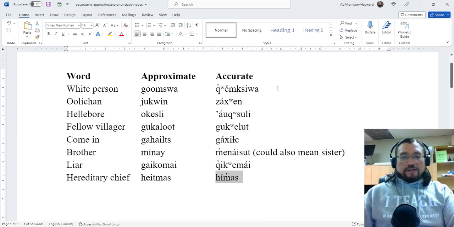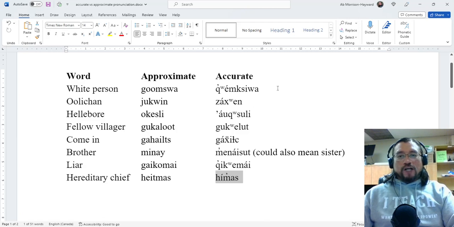So that's the end of this look at approximate versus accurate pronunciation. I'm hoping that helps quite a bit in terms of people's understanding and being able to identify the unique sounds of the Haisla language, and also the importance of having a standard spelling system as opposed to an approximate spelling system, something that's non-standard. So accurate pronunciation comes from accurate writing. So Zahwin, if it's always spelled like this, it's always said Zahwin as opposed to Jukwin.